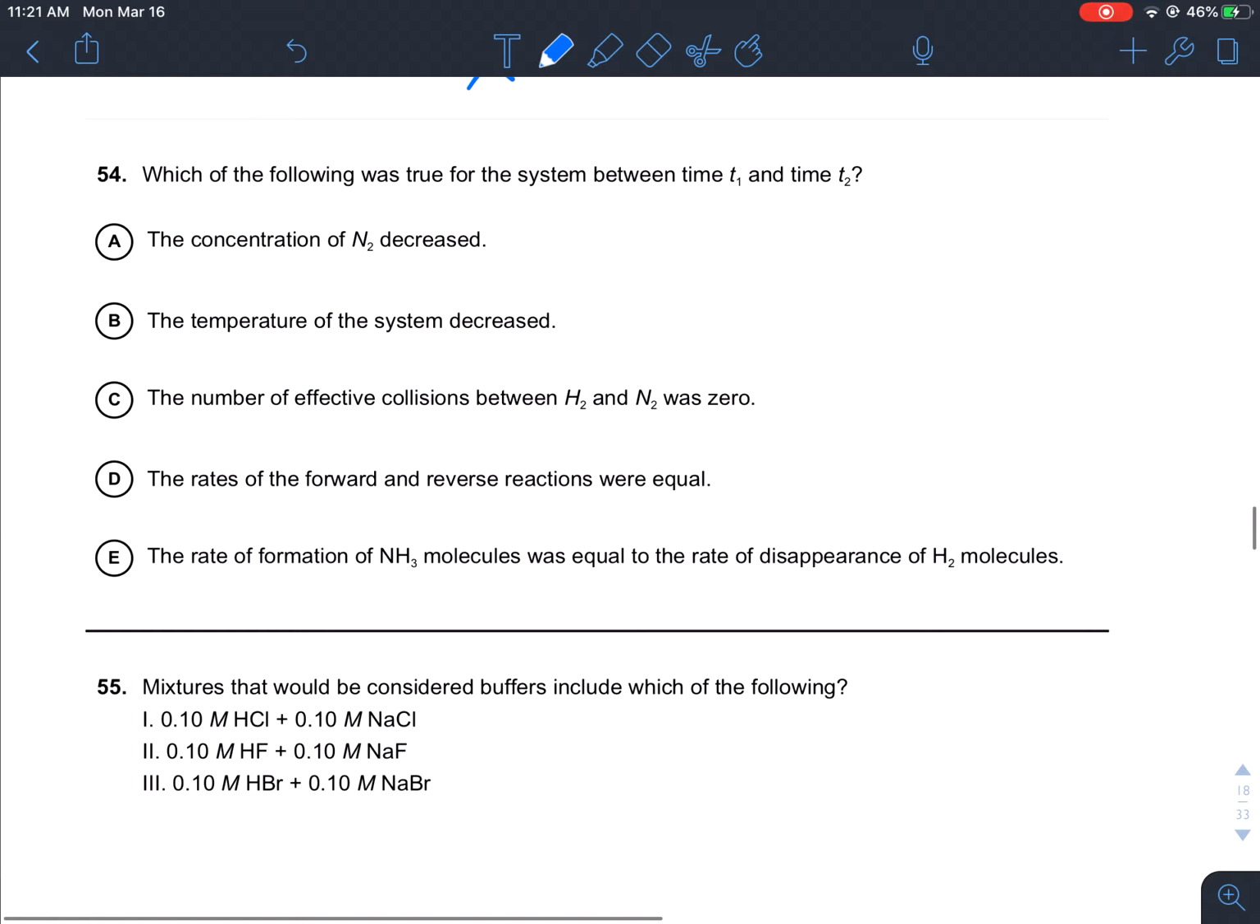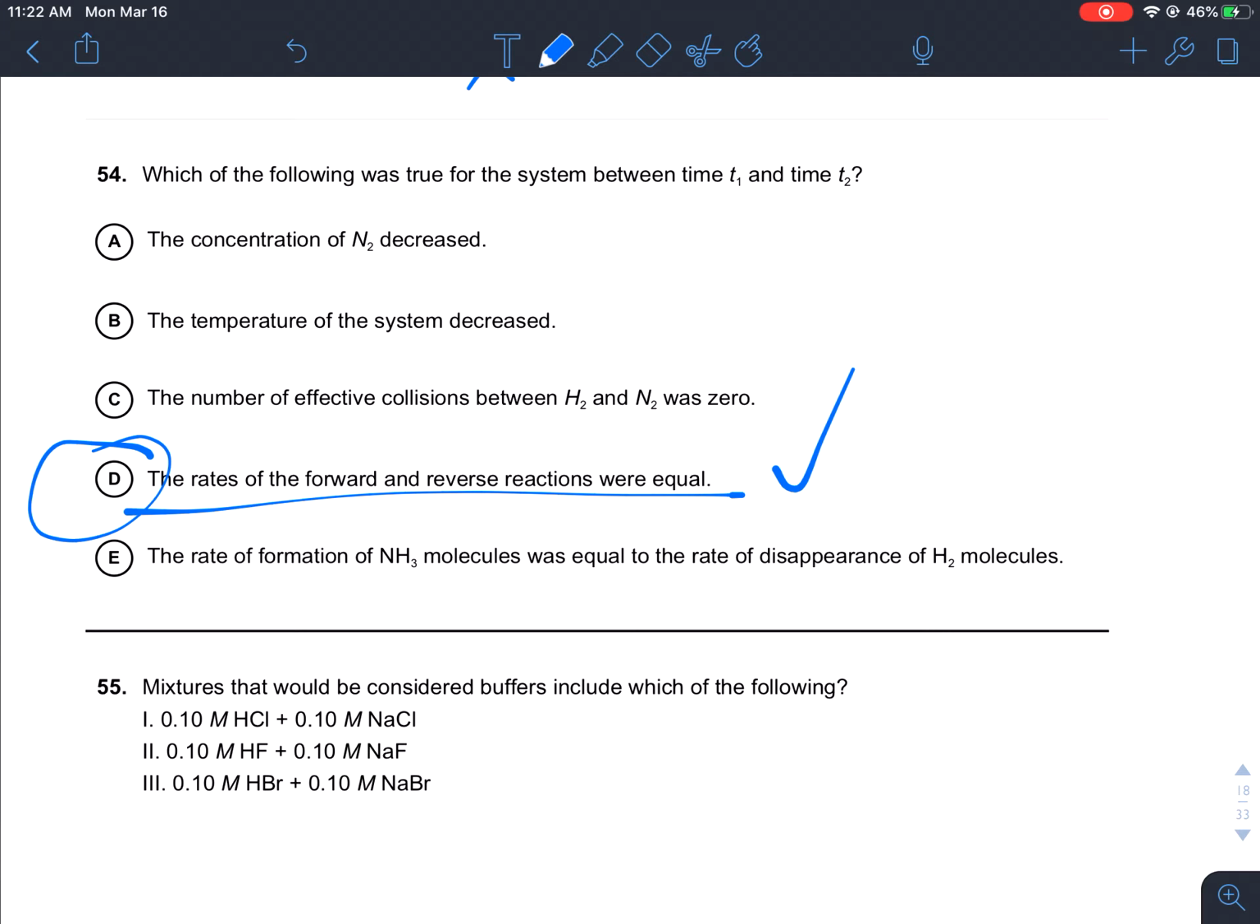All right, 54. Which of the following was true for the system between time 1 and time 2? The concentration of N2 decreased. Nope, because it was at equilibrium. The temperature of the system decreased. Nope. The number of effective collisions between N2 and H2 was 0. It's not 0. It's still happening. The rates of the forward and reverse reactions were equal. Yes, that is true. That is the definition of equilibrium, that the forward reaction and the reverse reaction are equal.